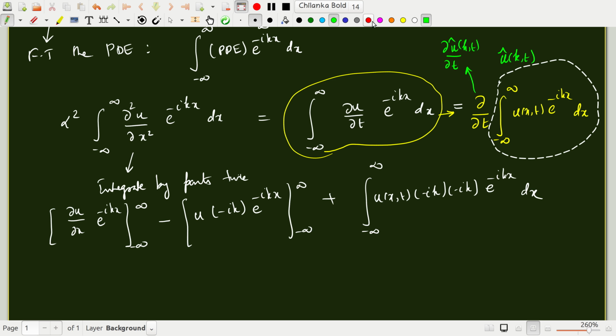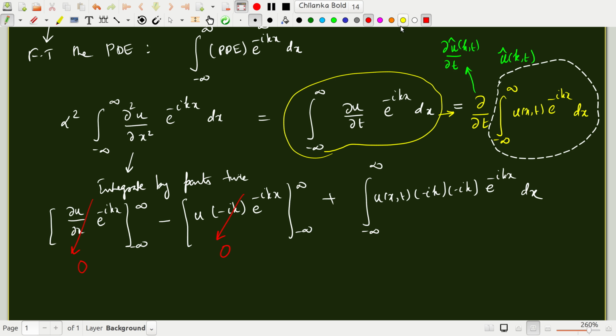The left side, we have assumed that u behaves reasonably, as it decays to 0 as x goes to minus and plus infinity. E to the minus ikx is just a bounded function between minus 1 and 1. K is a real number, so this is 0 on both the boundaries, and similarly this is also 0. You assume that it also decays such that the slope of the function is also 0 as x goes to minus infinity and plus infinity.